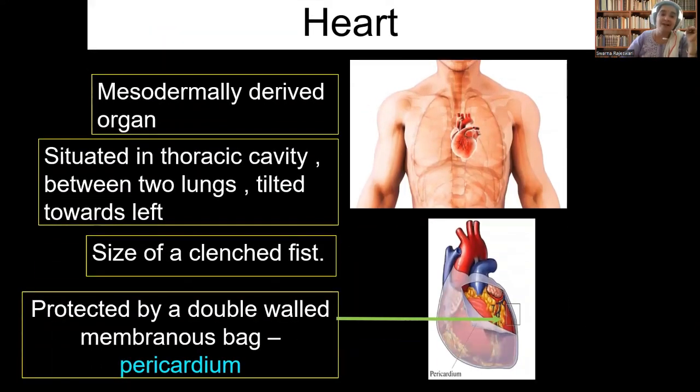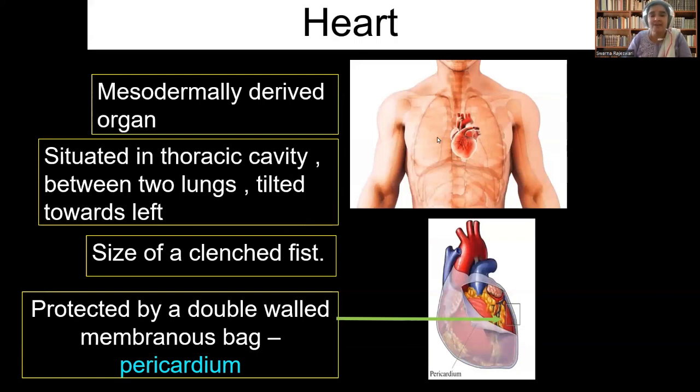Yes, when we see our heart, the heart is mesodermal in origin. During the formation of the fetus, some of the organs are formed from ectoderm, some are formed from endoderm and some are mesodermal in origin. Our heart is mesodermal in origin. And where is it situated? It is situated in the thoracic cavity. Thoracic cavity means upper side, above the ribs. So this side, which we call the thoracic cavity.